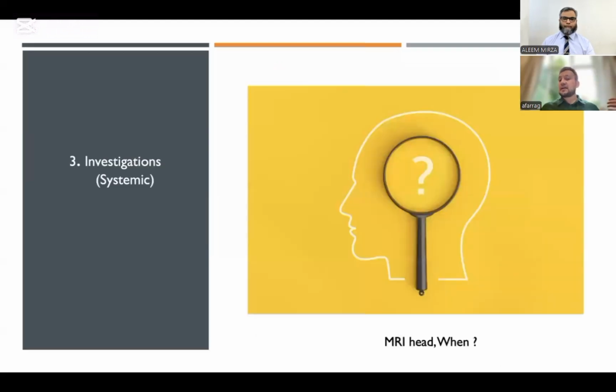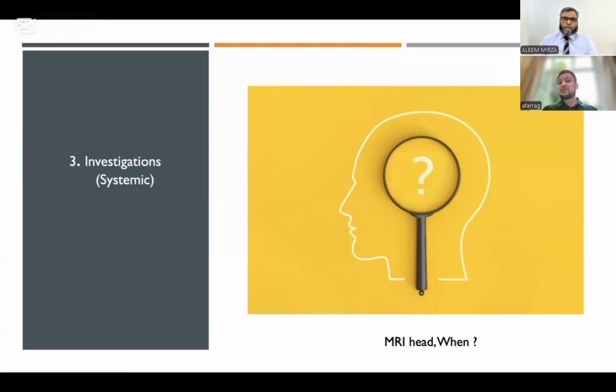MRI is indicated in certain situations. First, if you suspect intraocular lymphoma, definitely you should do MRI. We don't do MRI as a routine in intermediate uveitis, although maybe in some countries they do it as a standard. I don't agree with that.